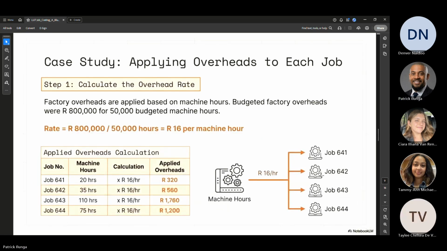But check here. The first thing, what was the first step that we talked about? We said that we need to look at what is the application rate, the overhead application rate. So factory overhead is applied based on machine hours. Oh, so that's the reason why they were providing the machine hours, right? Okay, so makes sense.